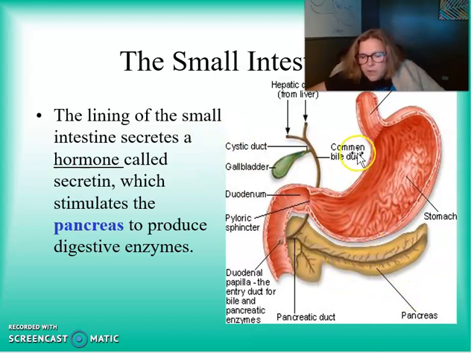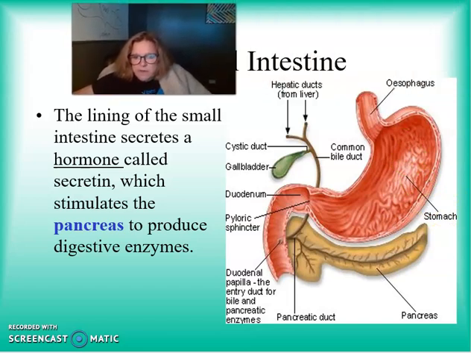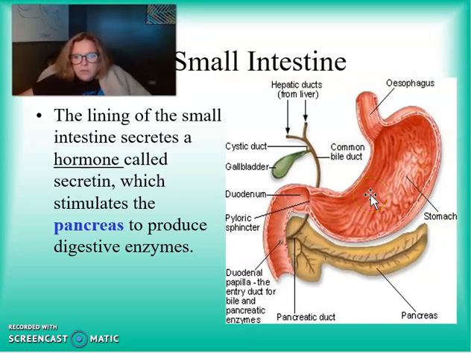So what we're looking at here is a sideways view. And this is kind of important here. We are going to talk a little bit more about the liver and the gallbladder and the pancreas as being accessory organs to digestion. Now, what does that mean? It means that food does not pass through the liver, it does not pass through the gallbladder or the pancreas, but those organs play a role in secreting enzymes that break down the food.